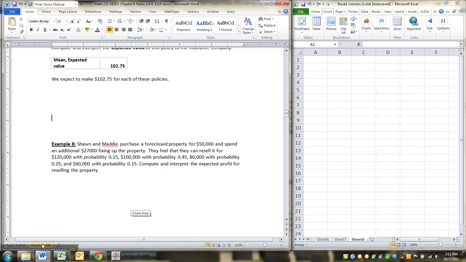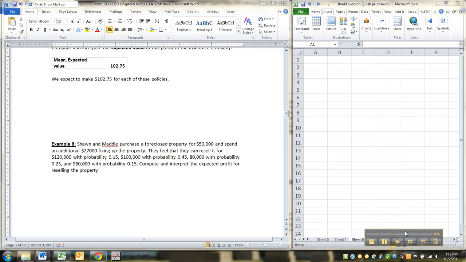All right, it's time for the last problem, section 6.1. Sean and Maddie purchased a foreclosed property for $50,000. They spent an additional $27,000 fixing it up. So they can resell it for various prices with different probabilities. So let's talk about that.